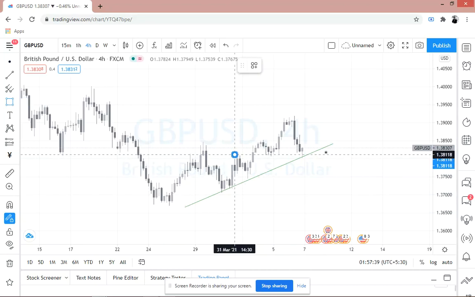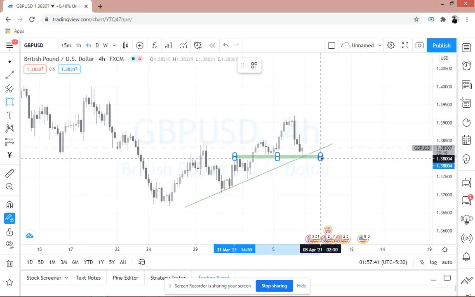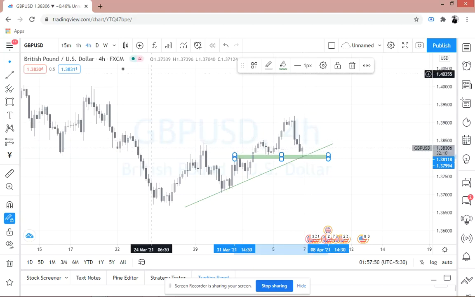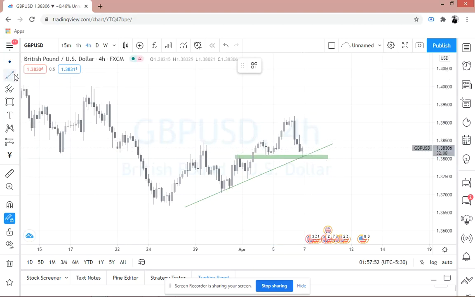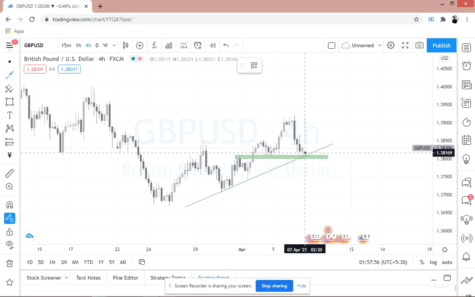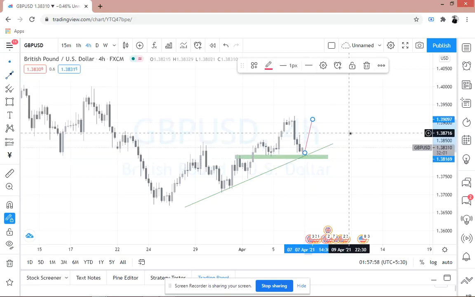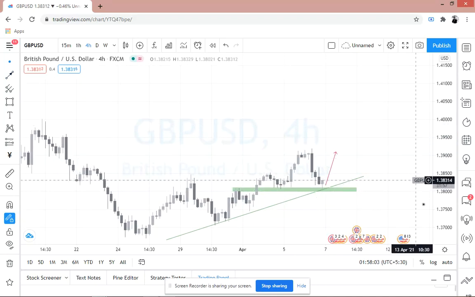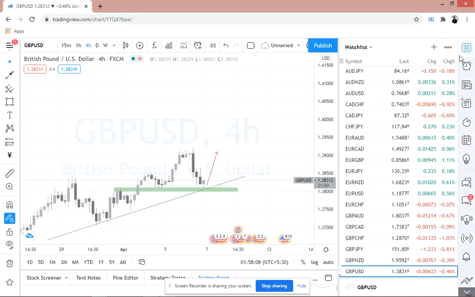Because also we can see a reversal pattern here. So if this candle closes as a green hammer candlestick, we should expect a buy entry to the upside on GBP. So let's see if the candle will close as a green hammer candlestick. We still have 31 minutes left for the candle to close.